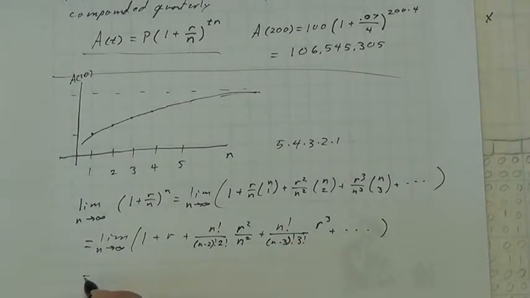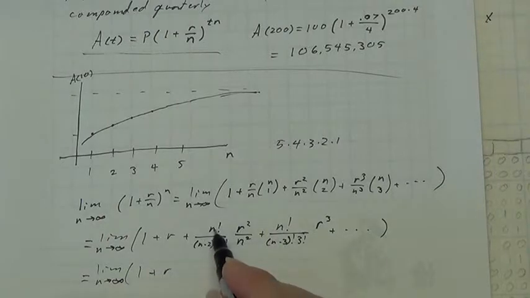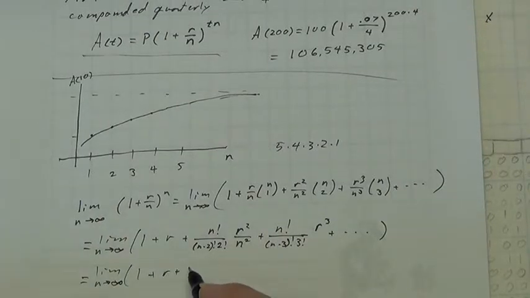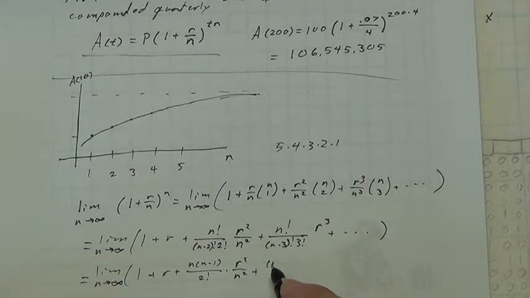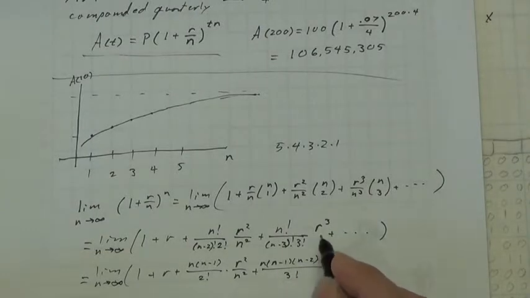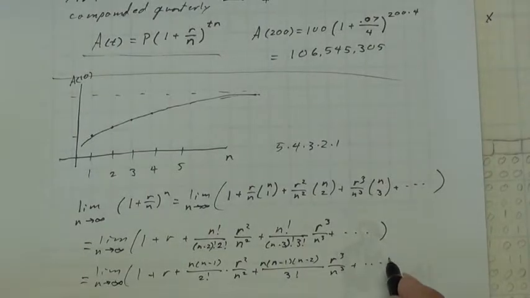All right, factorials. Now that I've shown you how they work, you should be able to see that n factorial divided by n minus 2 factorial is n times n minus 1. And then we're left with 2 factorial, r squared over n squared, plus n times n minus 1 times n minus 2 over 3 factorial, over n cubed, r cubed over n cubed, plus, and so on.